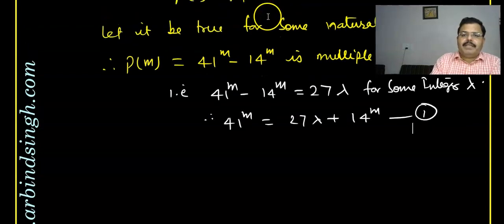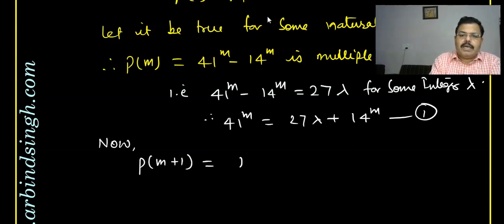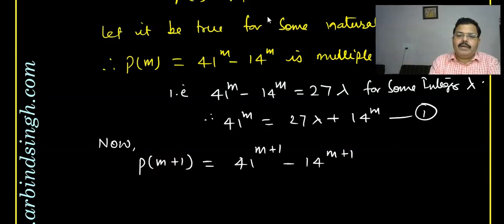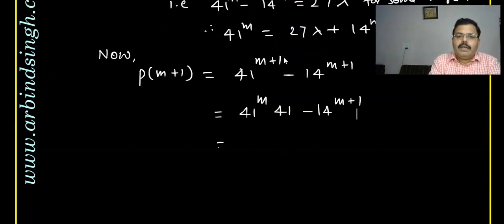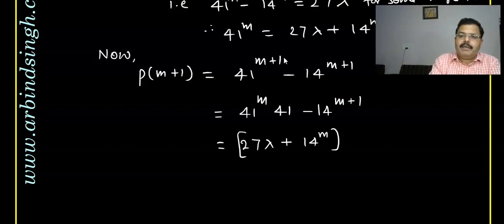Now, Pm plus 1. Pm plus 1 is what? That will be 41 to the power m plus 1 minus 14 to the power m plus 1. We have to write 14 to the power m only. So we can write 14 to the power m into 14 to the power 1. And this 41 to the power m can be written as like this. So what will happen? It will come like 27 lambda plus 14 to the power m multiplied by 41 minus 14 to the power m, and 14 to the power 1 is 14.